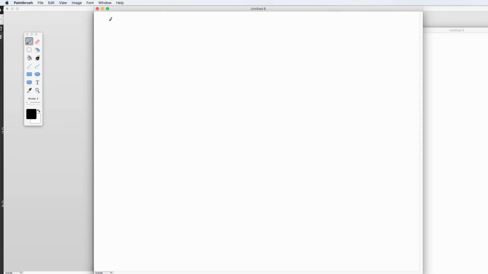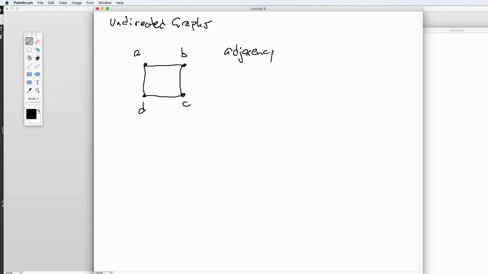Let's restrict ourselves for the moment to undirected graphs. And let's come over here and let's draw a very simple one. So here's A, B, C, D. And let's make it look like a box. Okay. Now, I want to define something here. It's called adjacency. I'm going to call it neighbor.